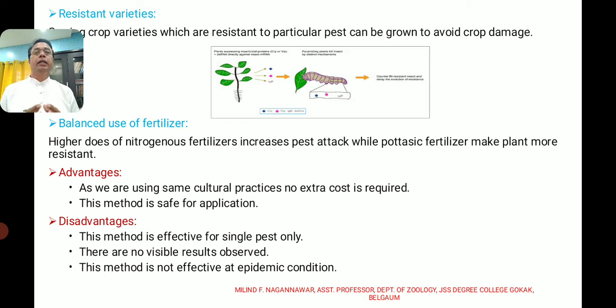The disadvantage is that it is effective for a single pest only. Multiple pests cannot be controlled here. There are no visible results observed here. And this method is not so effective in epidemic conditions. If the infection is on a large scale, then it is not effective.